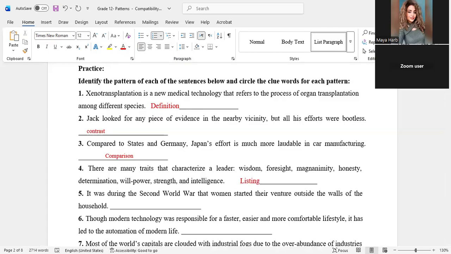Okay. We go to number 5. It was during the Second World War that women started their venture outside the walls of the household. It means women started to work outside their homes. What do we have here? It was during the Second World War. What do we mean by during? During.